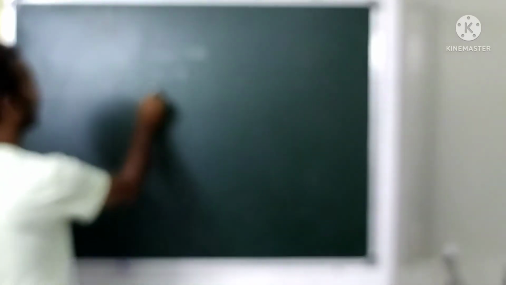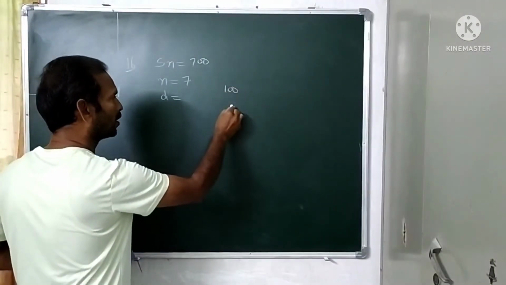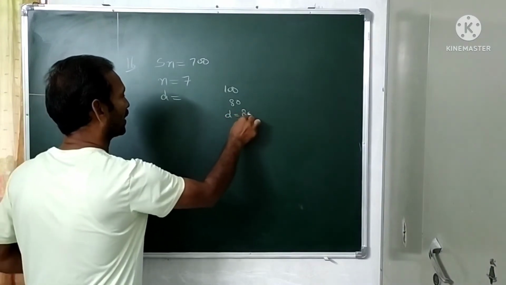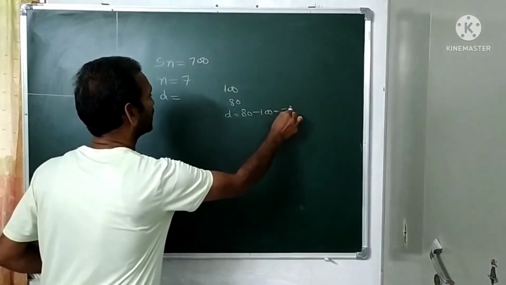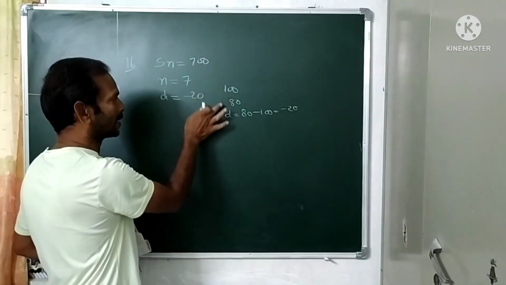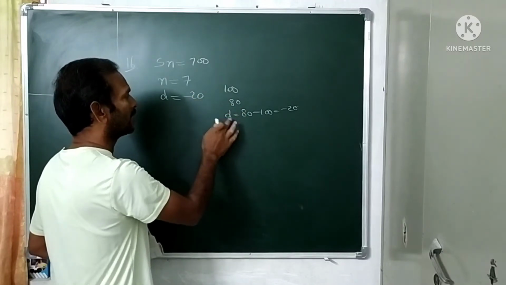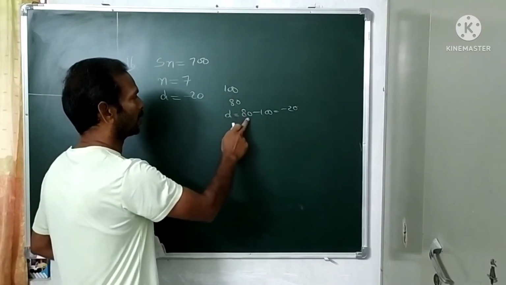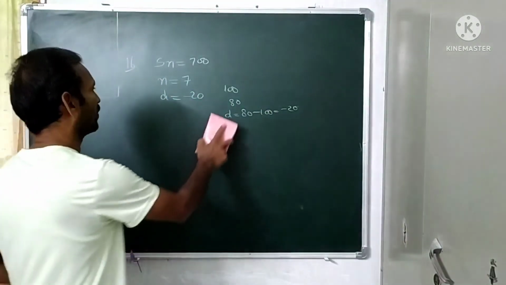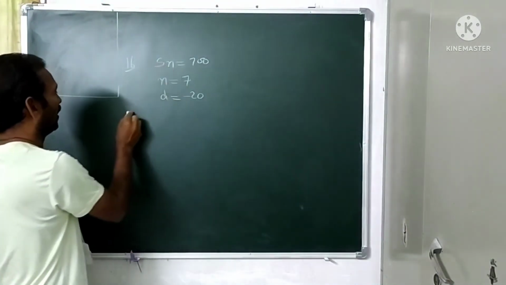So d value, what? Suppose the first prize is 100. The second prize, 20 rupees less, means 80. Then d is equal to 80 minus 100, which is minus 20. Like that, the d value is minus 20. The difference of first prize and second prize is 20 reduced. So to calculate the common difference, second minus first, so 80 minus 100 is minus 20. Like that you have to observe. So d value given is minus 20.